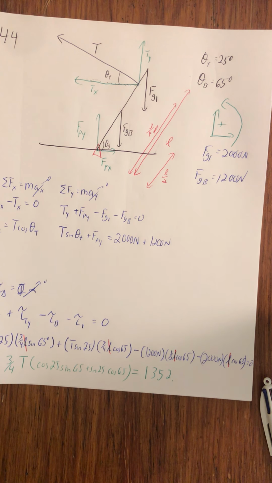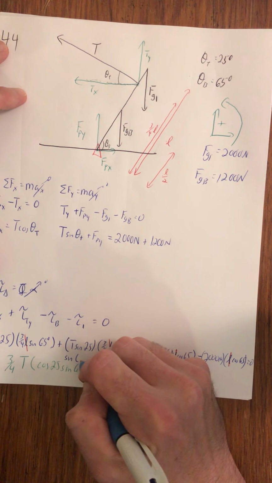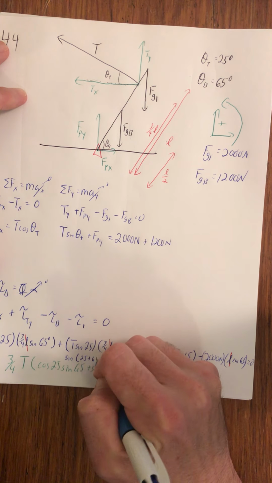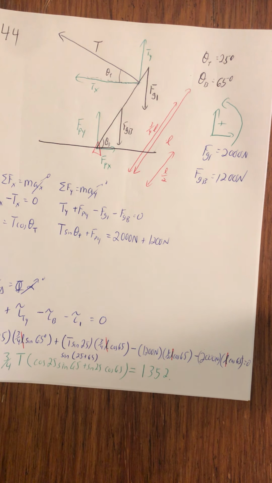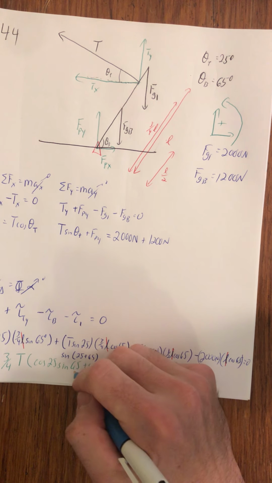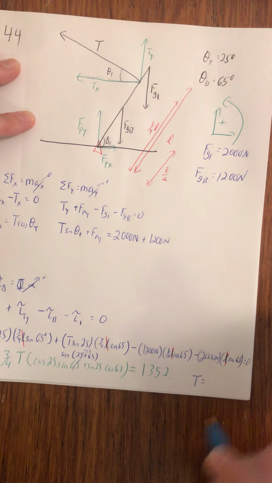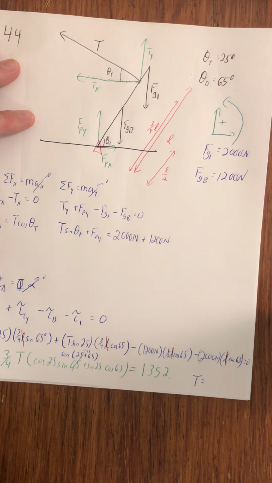Oh, that's familiar, isn't it? Hopefully you recognize that as sine of a plus b, right? So that is sine of 25 plus 65. Now this, like I said, is a very cooked problem. It's so nice and easy because that's sine of 90, which is 1. So this entire term goes to 1, right? So therefore, T is just equal to 4/3 of that number.